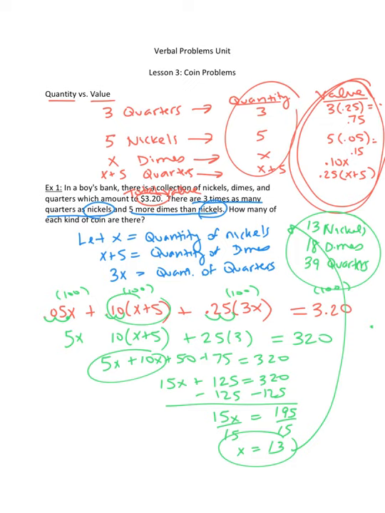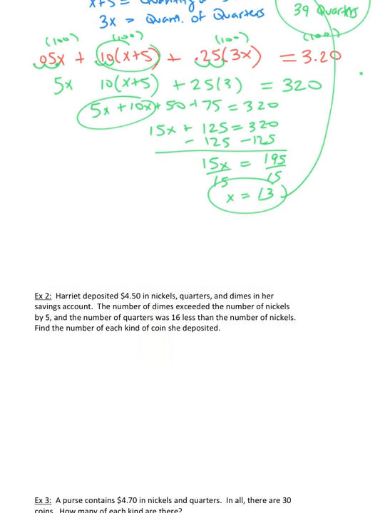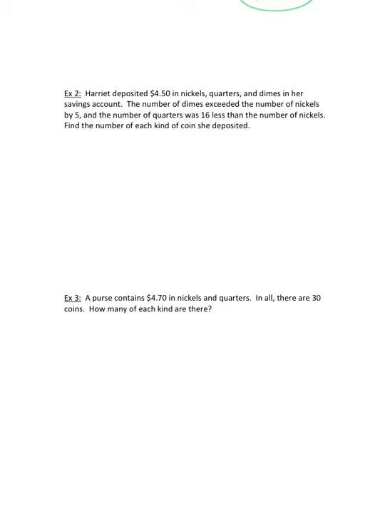So we'll take a look at another one. Look at example 2. Now at this point you could pause the video and see if you could do it on your own and then check your answers. It says Harriet deposited $4.50 in nickels, quarters, and dimes in her savings account. The number of dimes exceeded the number of nickels by 5, and the number of quarters was 16 less than the number of nickels. Okay, so again, everything's being compared to nickels.